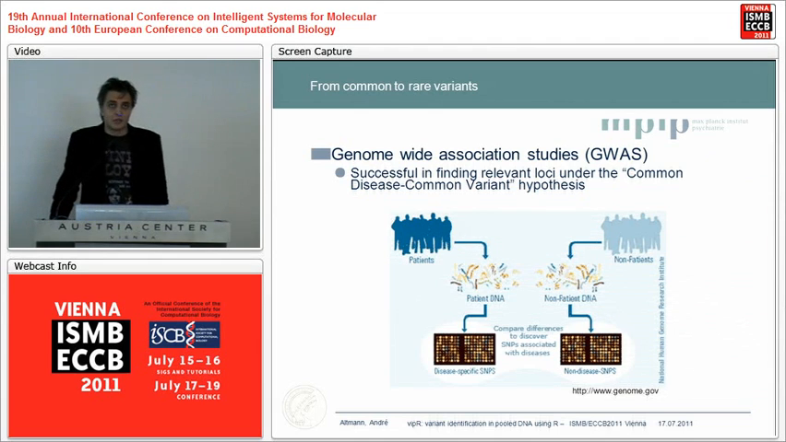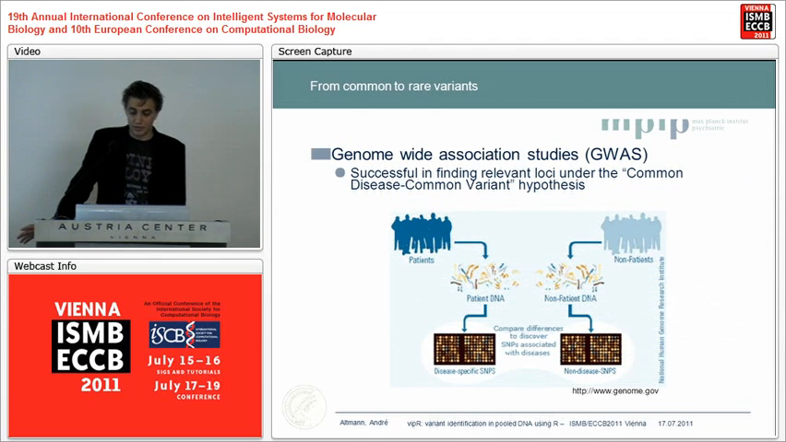So we all know genome-wide association studies, and they have been fairly successful. What they do is basically they have a fixed genotyping chip that identifies millions of SNPs, and each of these SNPs usually is considered common, so let's say it has a frequency of 2% in the population. And they have been very successful at finding relevant loci under the common variant hypothesis.